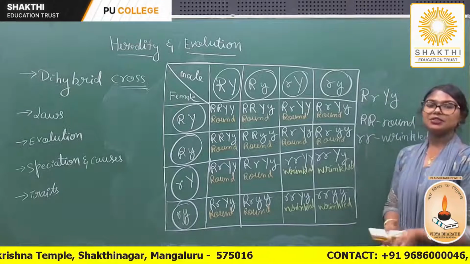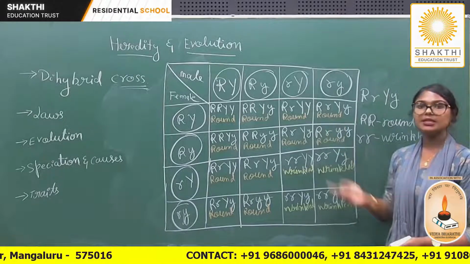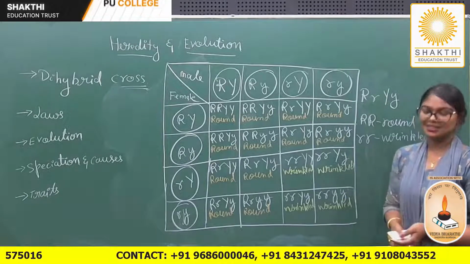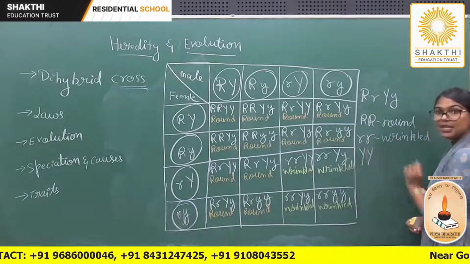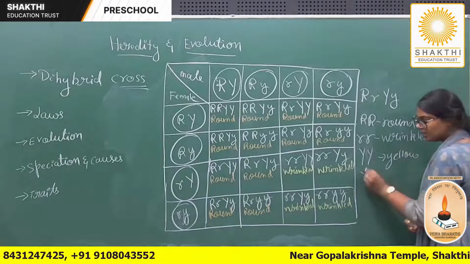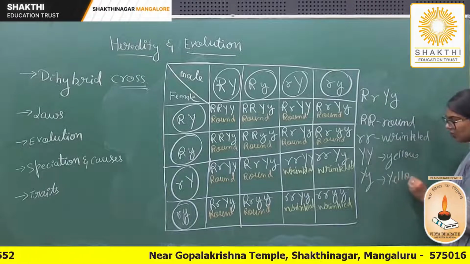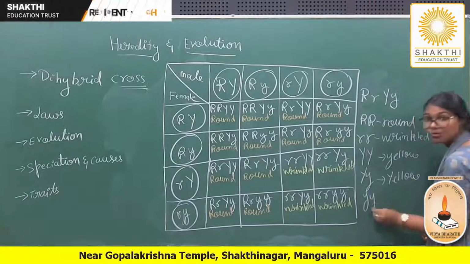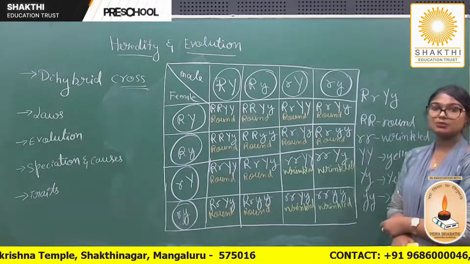Once you are done with all this, we will now fill in the Y, the yellow color or the green color seeds. So again we'll quickly remember the genotypes. Capital Y stands for yellow. Capital Y, small y stands for yellow. Only small y stands for green. Very important, we need to remember this.